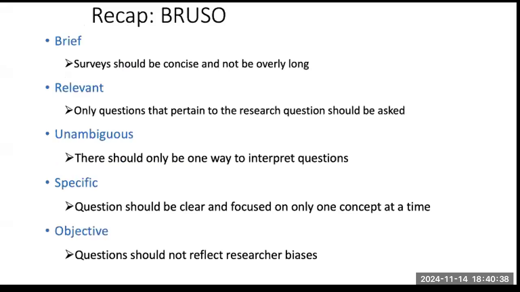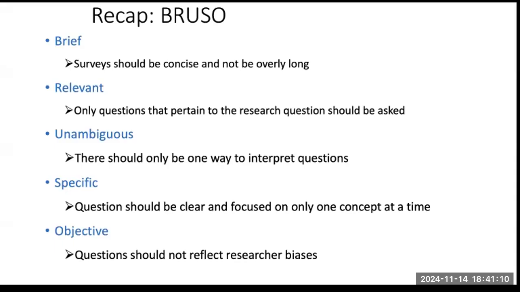All right. Also, what you need to know for surveys is this whole idea of BRUSO. When we're talking about survey questions, you're supposed to keep this in mind because you're developing them, right? So B stands for brief. Make sure that the surveys themselves are not too long, but your question should not be overly long and complicated either. Relevant: only questions that actually pertain to the research question should be asked. Again, that kind of goes back to not being too long.